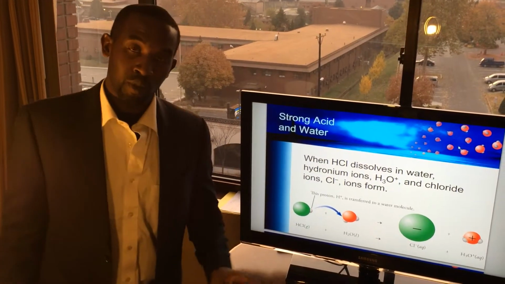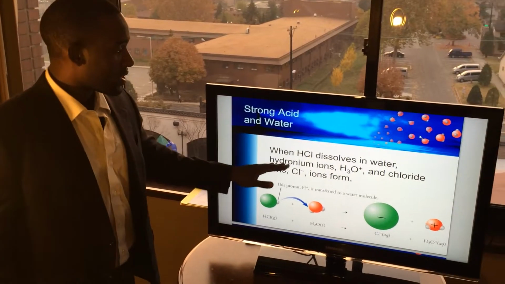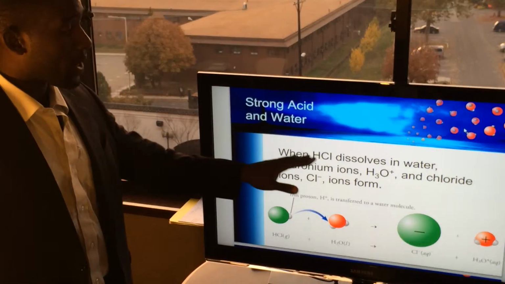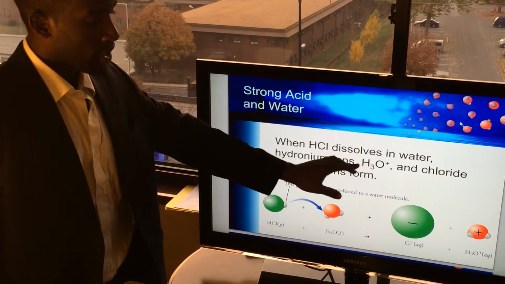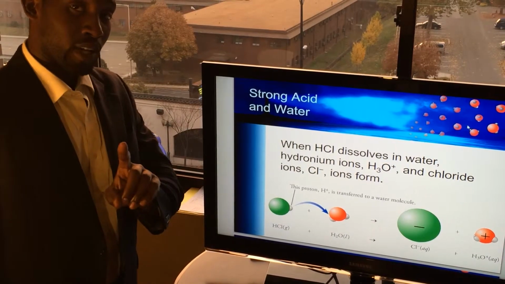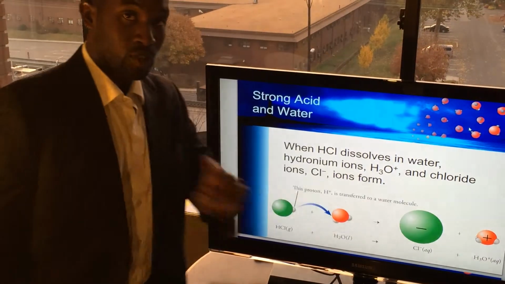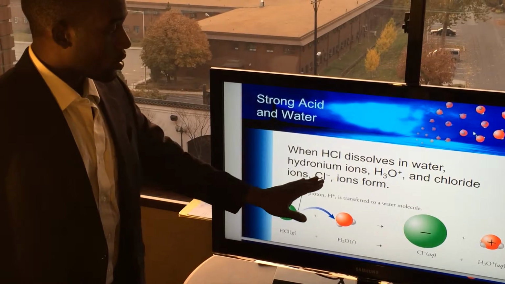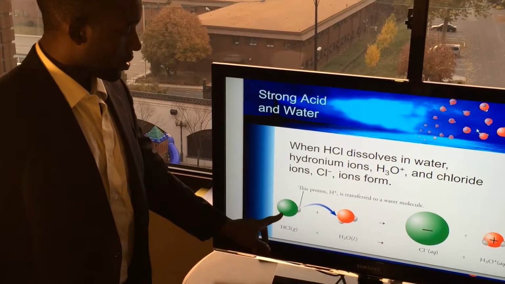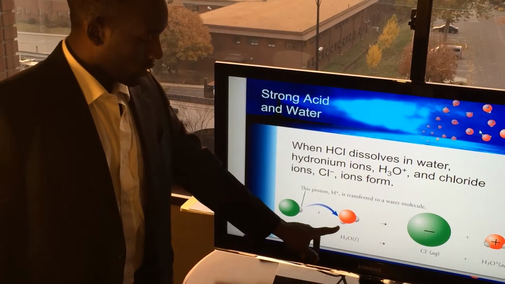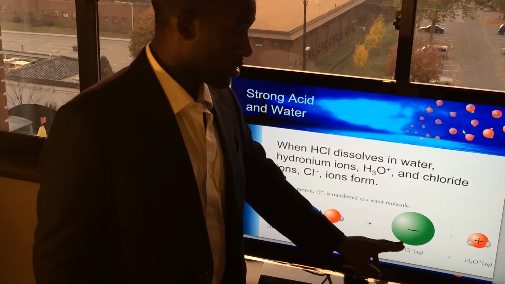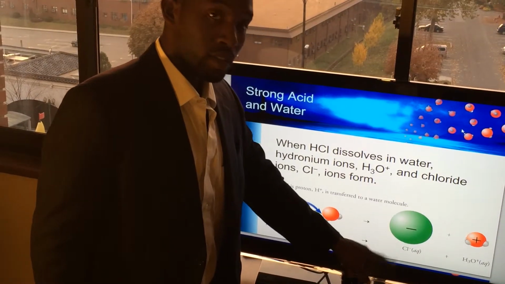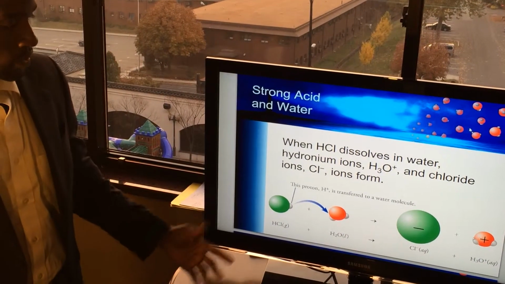Here's a depiction of that type of chemical reaction. When HCl dissolves in water, hydronium ions, as I mentioned before, have the chemical formula H3O+, and chloride. Now chloride, that suffix tells you that it's negative. These are produced from this chemical reaction. So here's hydrogen chloride. It mixes with water. In the process of dissolving, the hydrogen is attached to the water molecule, forming hydronium, and the chloride is liberated, forming a chloride ion.